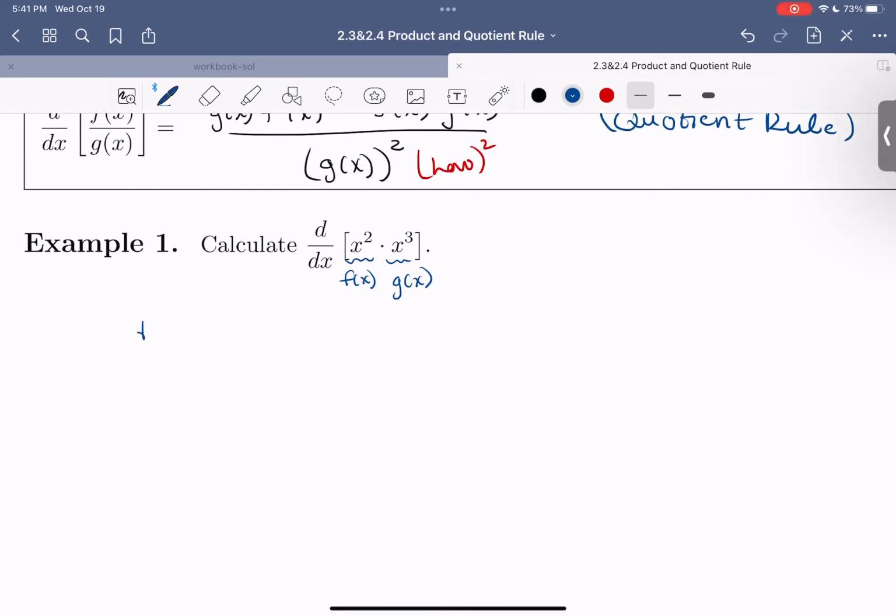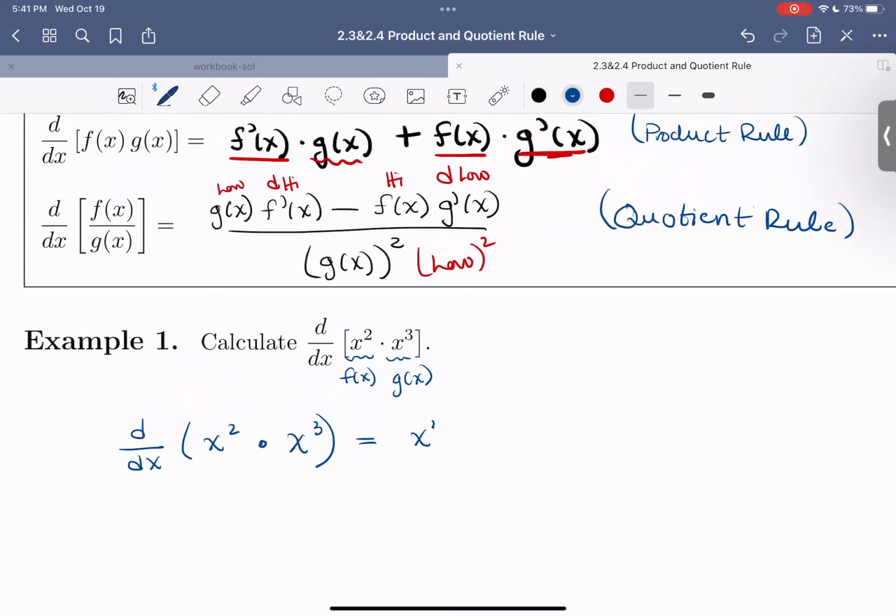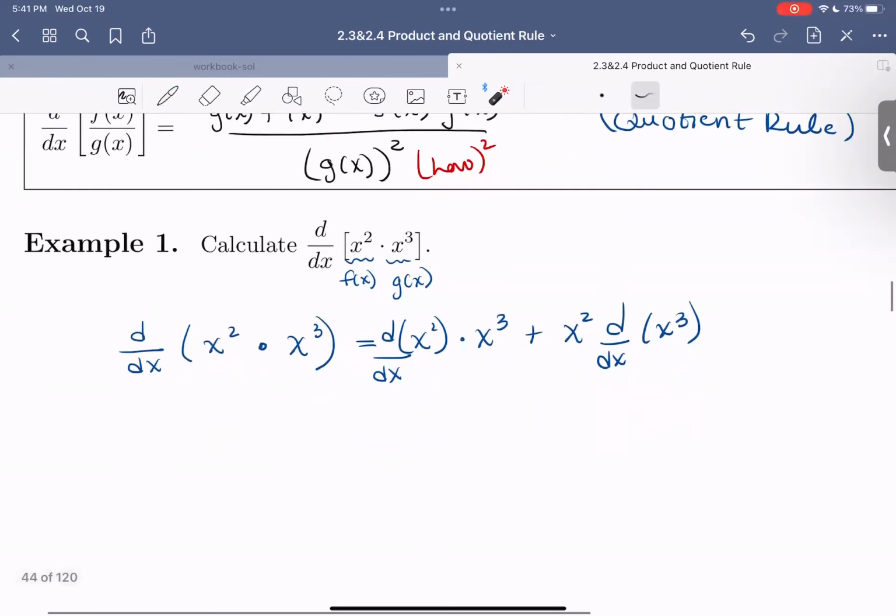So now the product rule tells us that the derivative of x squared times x cubed is equal to, and we can even have it up here so we see it, x squared prime, or the derivative of x squared. So I'll write d by dx of x squared times x cubed plus x squared times d by dx of x cubed. So we see that the derivative plays with each function, and then we take the sum.